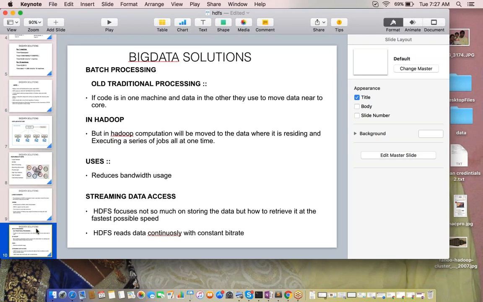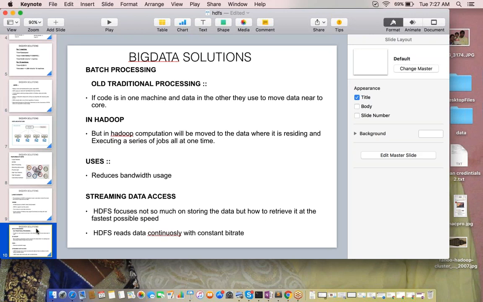And when it comes to streaming processing, the data keeps coming to HDFS. As soon as the data comes to HDFS, the job keeps running and keeps producing the outputs. These are real-time reports.